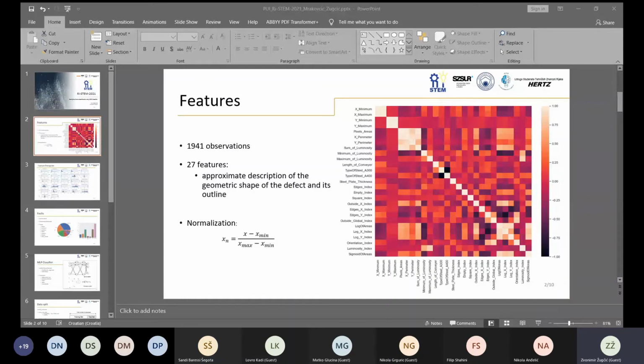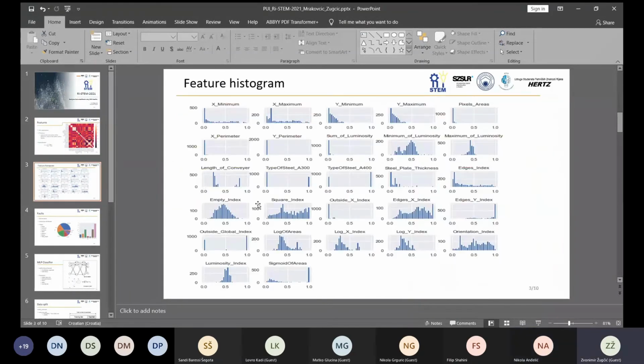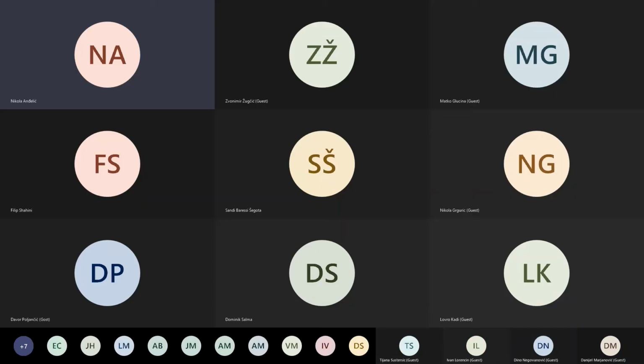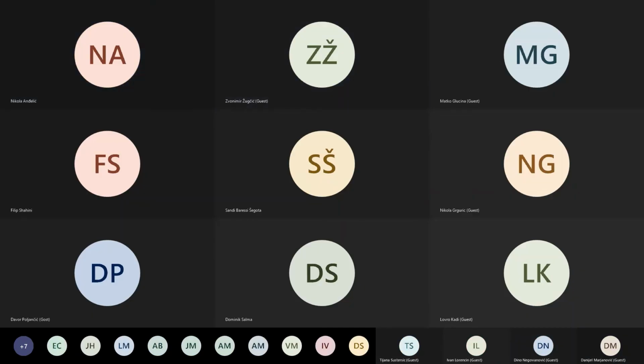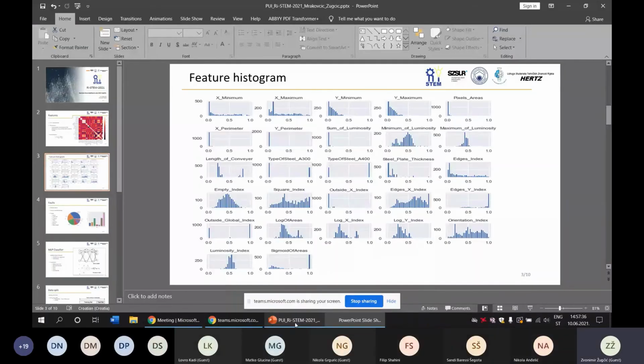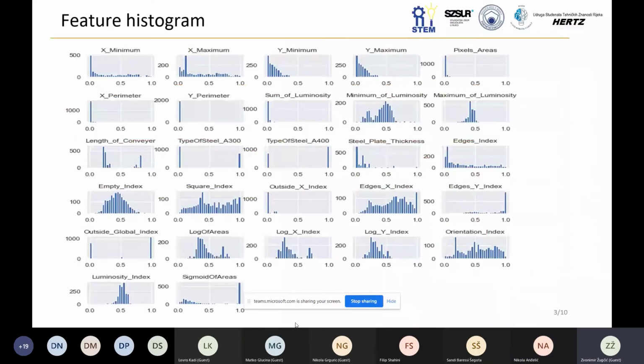Do you see the third slide, the feature histogram? It shows the distribution for each feature. So this. Not yet. We don't see the third slide yet. Can I try to share it differently? I shared the window, but. Okay. Now we can see the third slide.